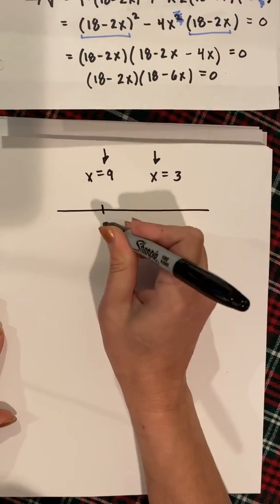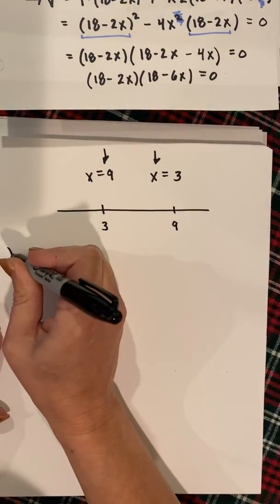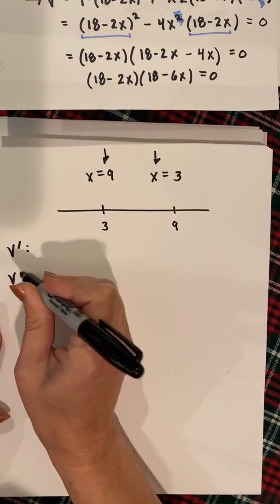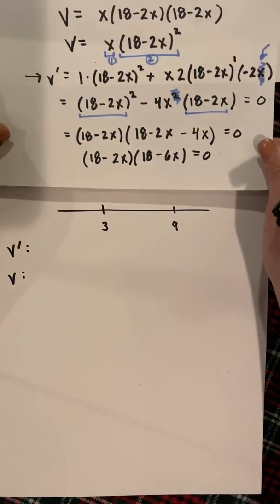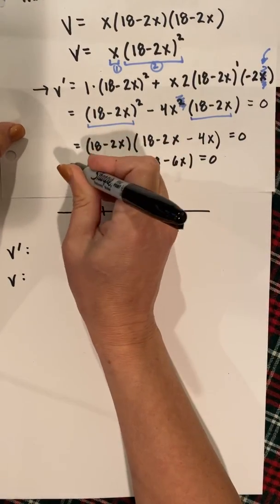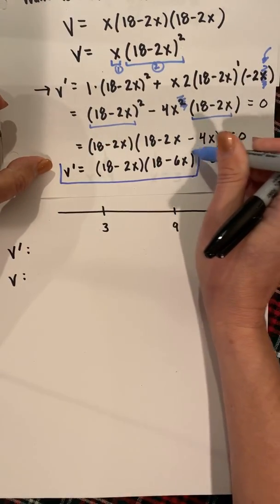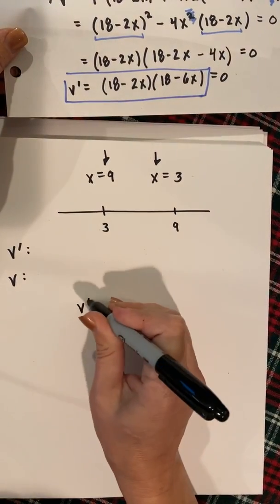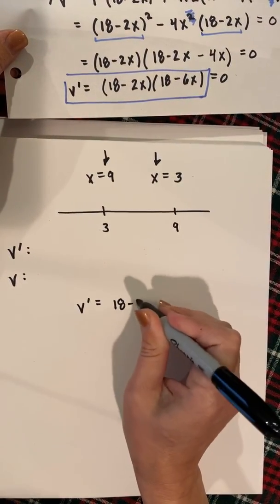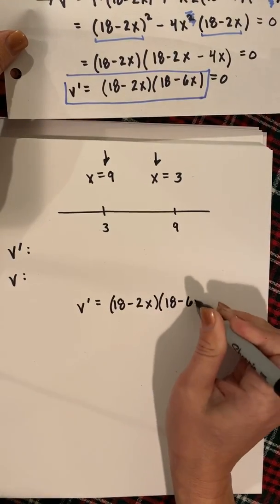So I'm going to put 3 on the number line. I'm going to put 9 on the number line, and I'm going to check how the derivative of the volume behaves before, between, and after. So it's the derivative of the volume that we're looking for. Actually, let's just write that right here. I'm going to write V prime is equal to 18 minus 2x times 18 minus 6x.